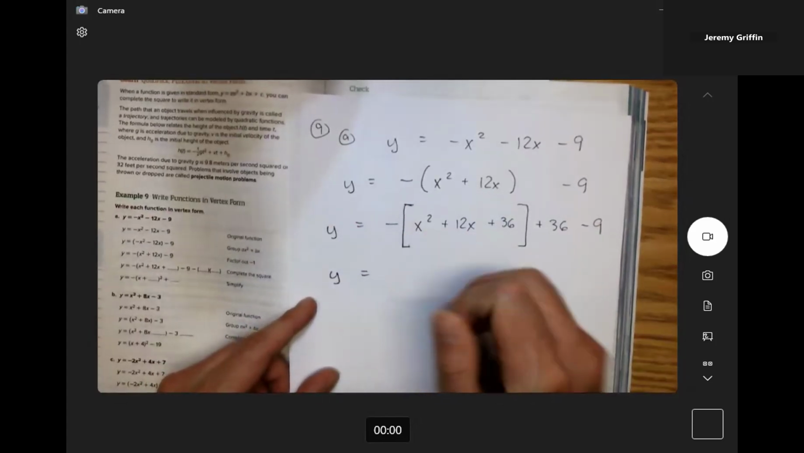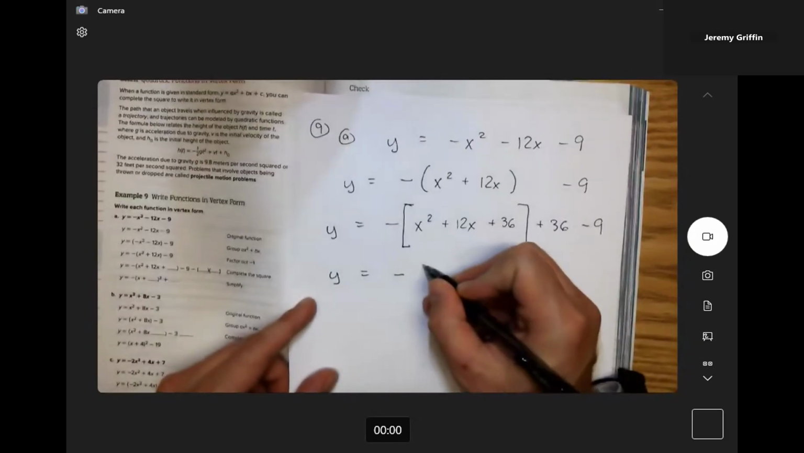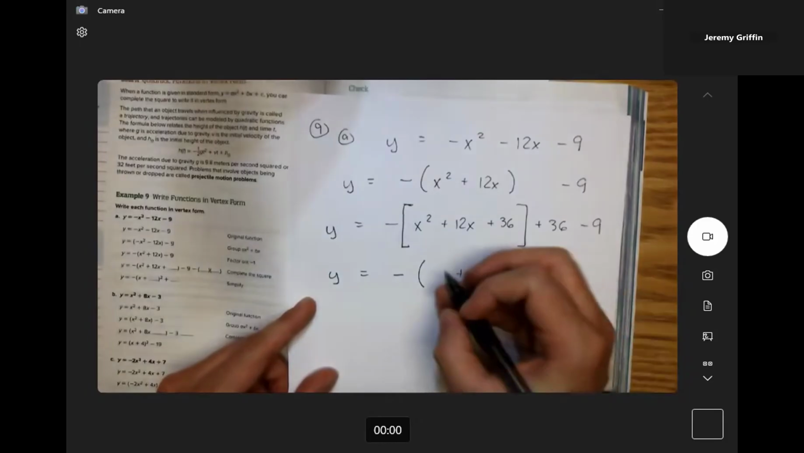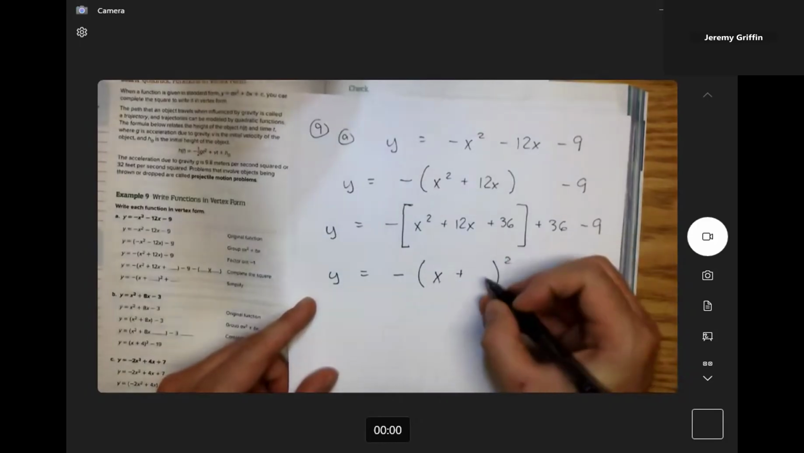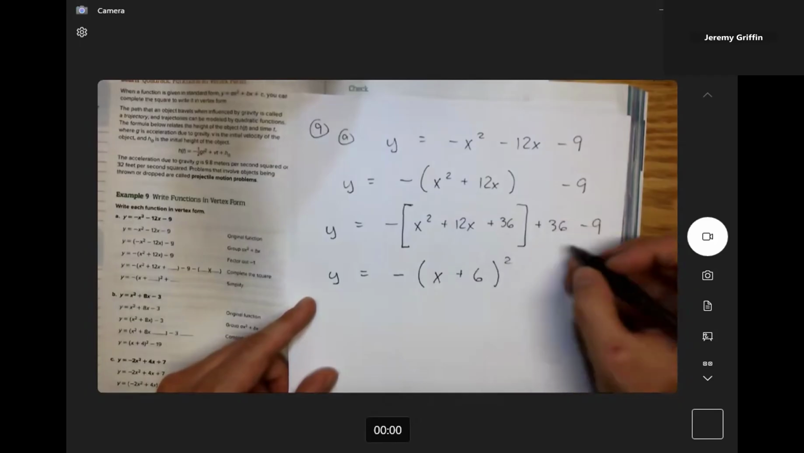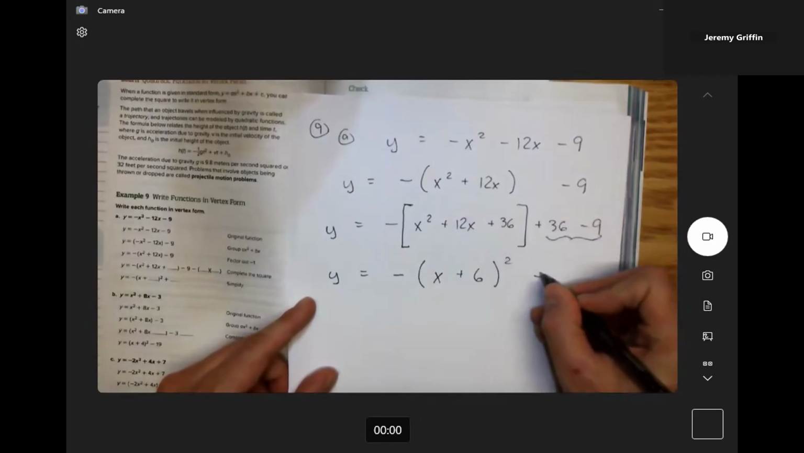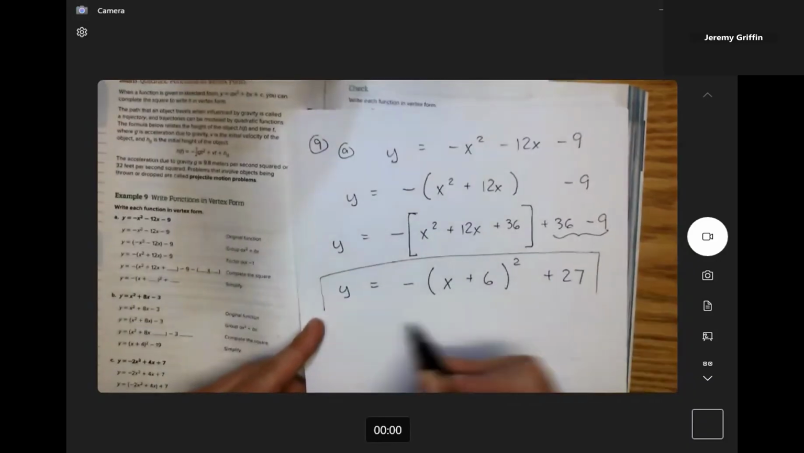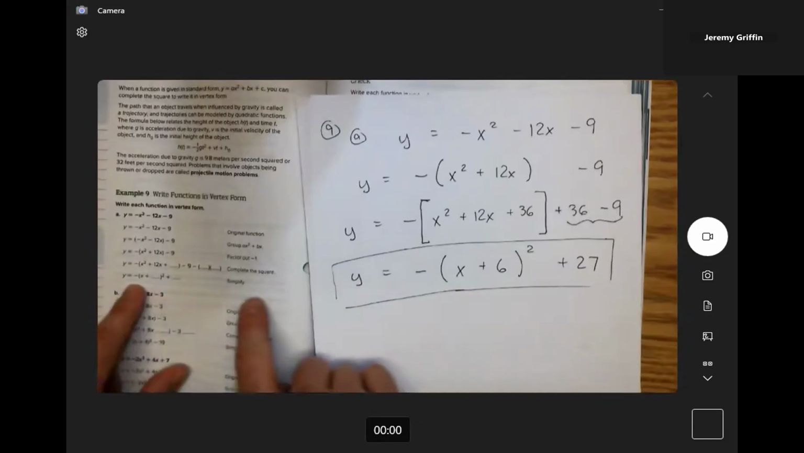But the advantage of having a 36 there, like I was saying, is that this is now a square of a binomial. So you can do x plus, all right, half of 12 is 6. It would look like that, right? Now, I still got this bit here. So 36 minus 9, that's plus 27, right? That should be what they're looking for. I'm pretty sure. All right, let's see over.